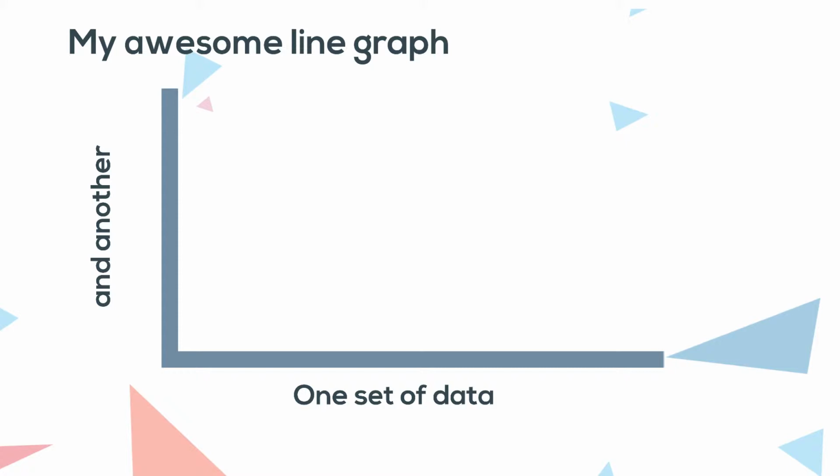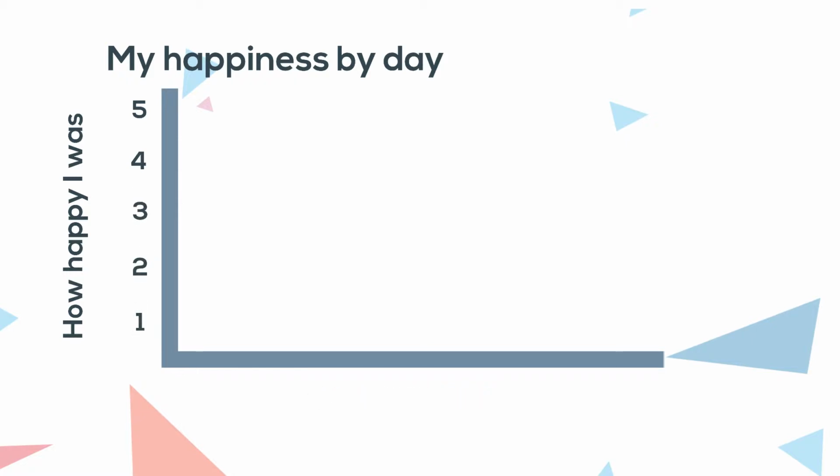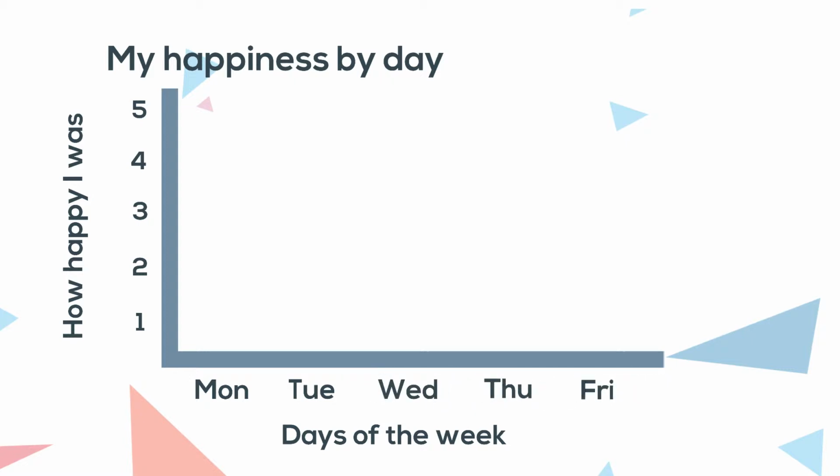So, the information on a line graph is recorded as a series of data points. Here, I've ranked how happy I am on the left of the chart using a scale of 1 to 5, with 5 being ecstatic. I've then placed the work days of the week along the bottom, Monday, Tuesday, and so on. Each day, I've recorded how happy I felt, which gives me a set of 5 dots.